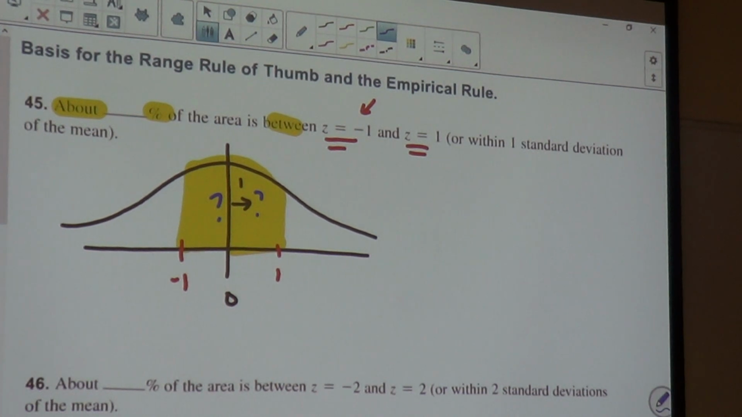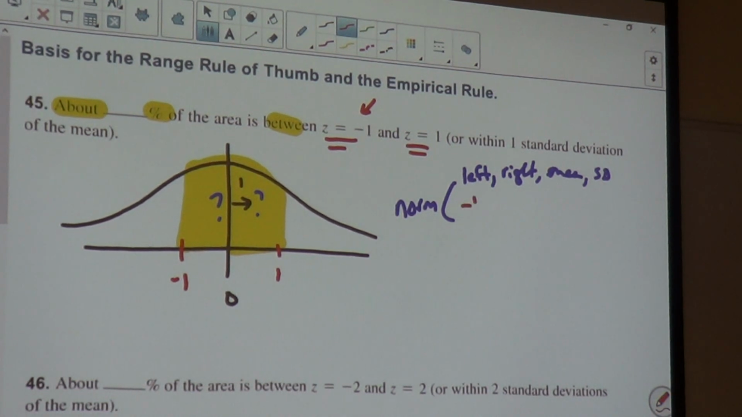So are we doing a norm or an inverse norm? Norm. We got the Z. We are going to do the norm because we have the Z. We're finding the guts, which means we're going to do a left, comma, right, comma, mean, comma, standard deviation. What is my left? -1. What is my right? 1. What is my mean? 0, 1.